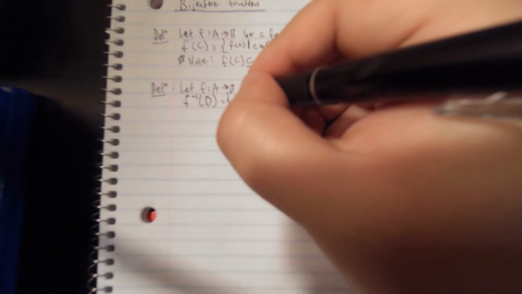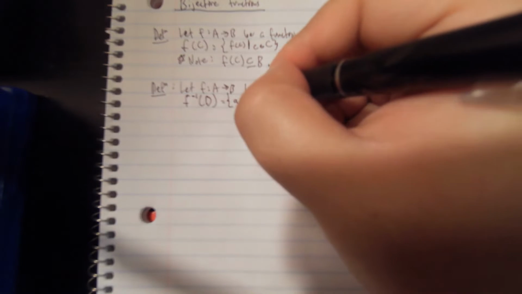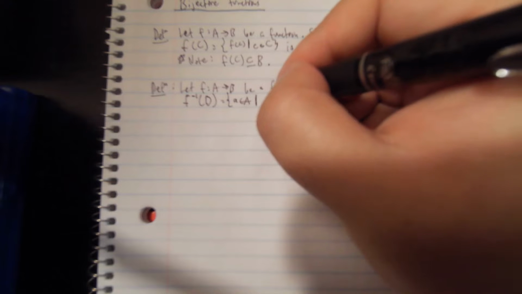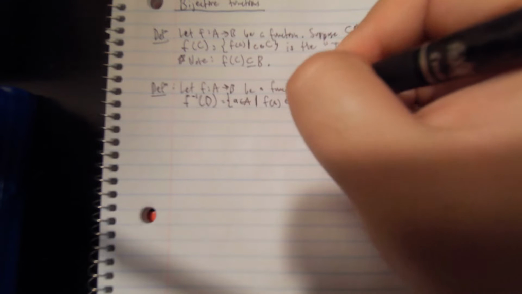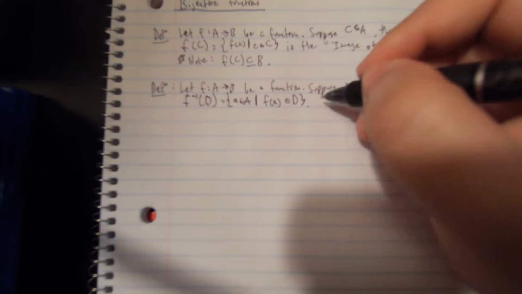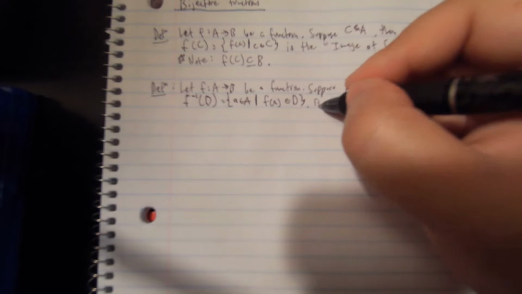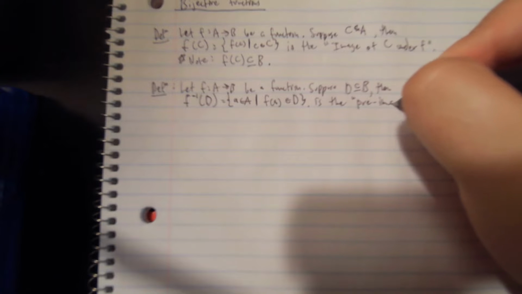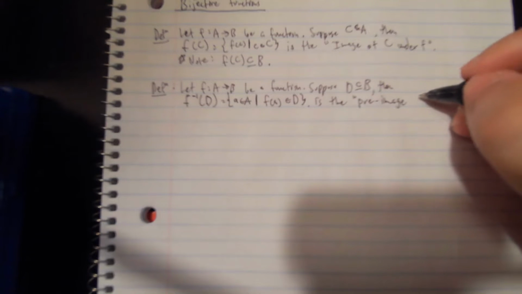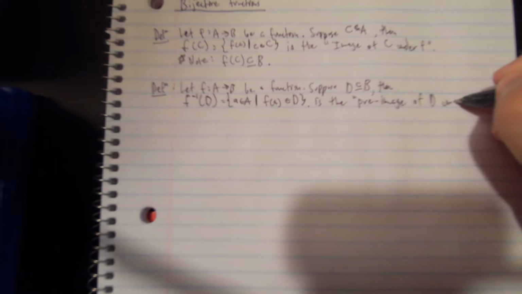Then we're gonna say that this set f inverse of D is basically, again, exactly what I said, all the elements in A so that they get mapped into D, right? So then now we call this the preimage. So this is the preimage of D under f.